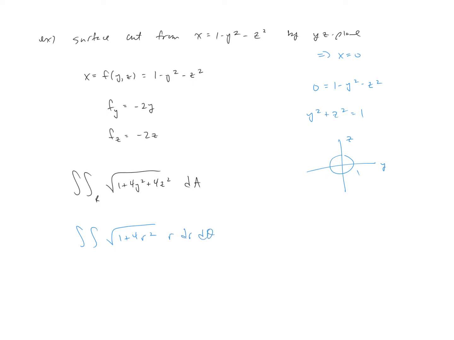And so my r values right here would range from 0 to 1, and then the theta would go from 0 to 2 pi. So we're still able to make whatever adjustments necessary to get this integral set up and then evaluated as well.